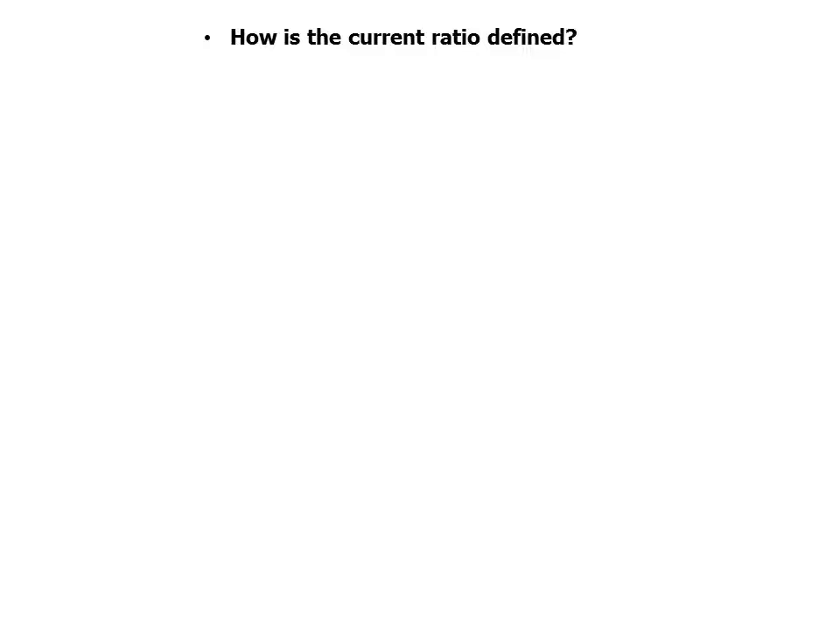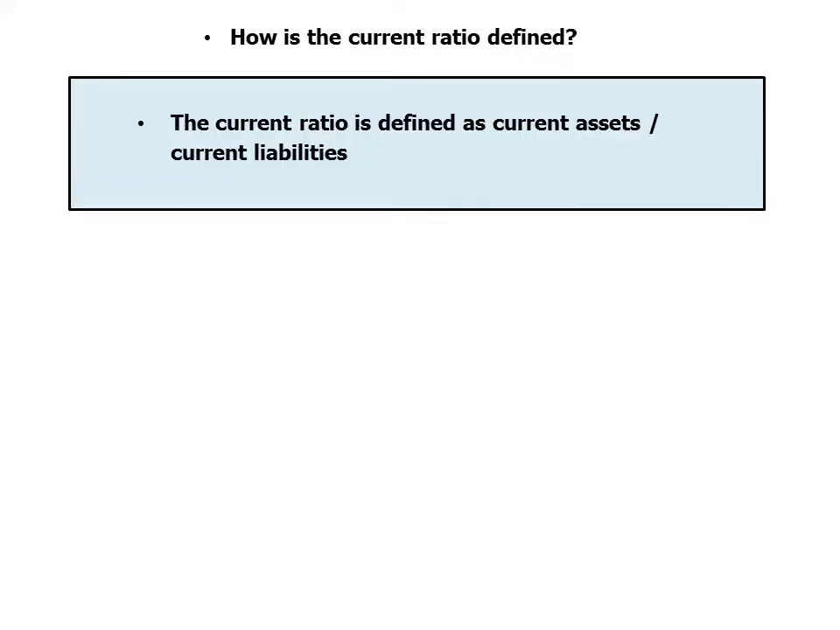Next, how is the current ratio defined? The current ratio is an important financing metric, and it is defined as current assets divided by current liabilities.